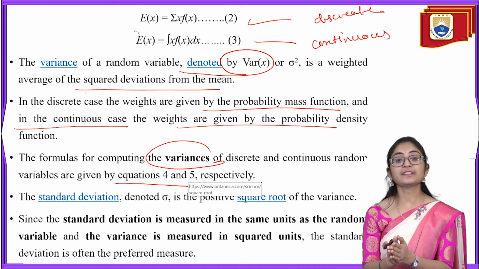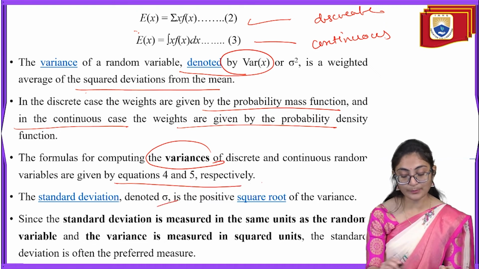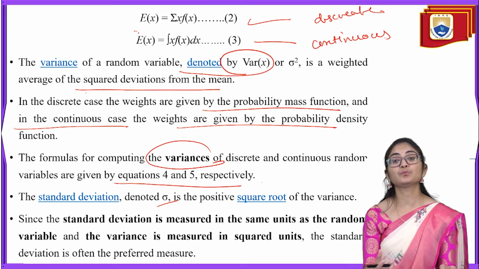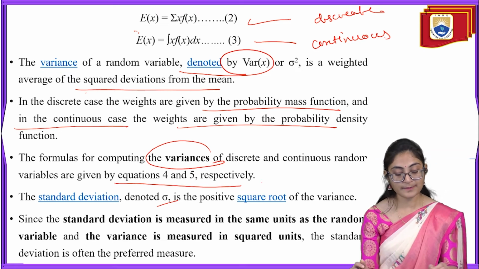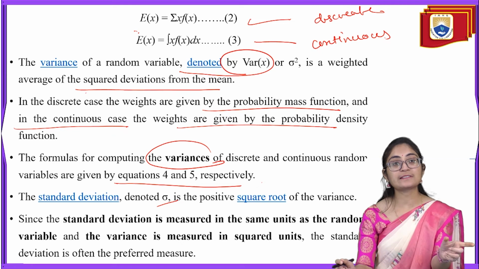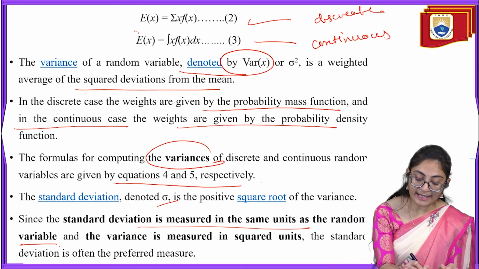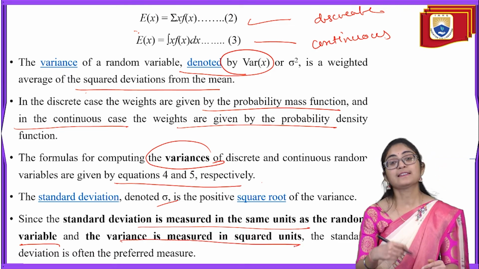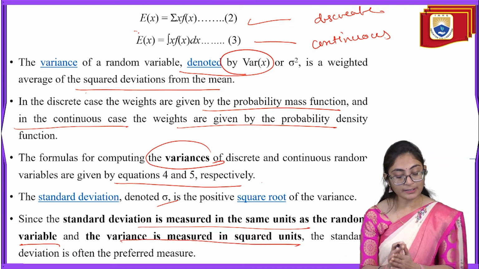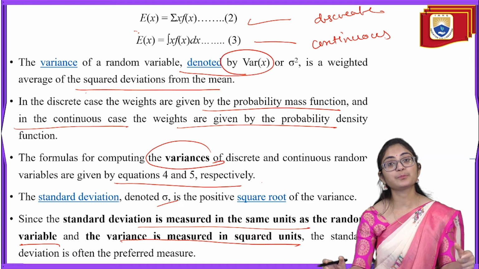Now, the standard deviation is generally denoted by the sigma sign, and it is the positive square root of the variance. Since the standard deviation is measured in the same units as the random variable, and the variance is measured in squared units, the standard deviation is often the preferred measure.